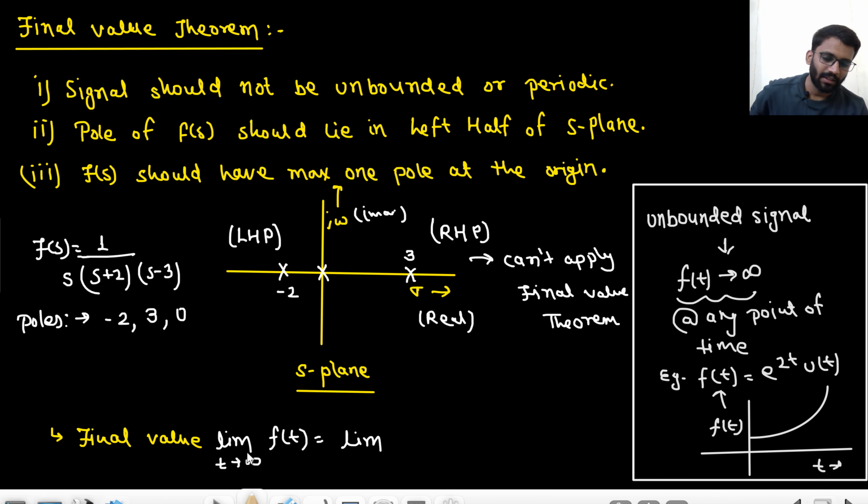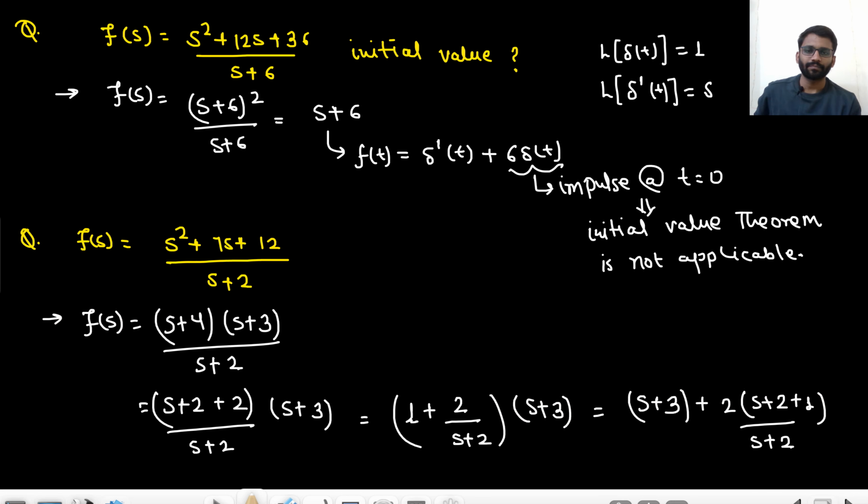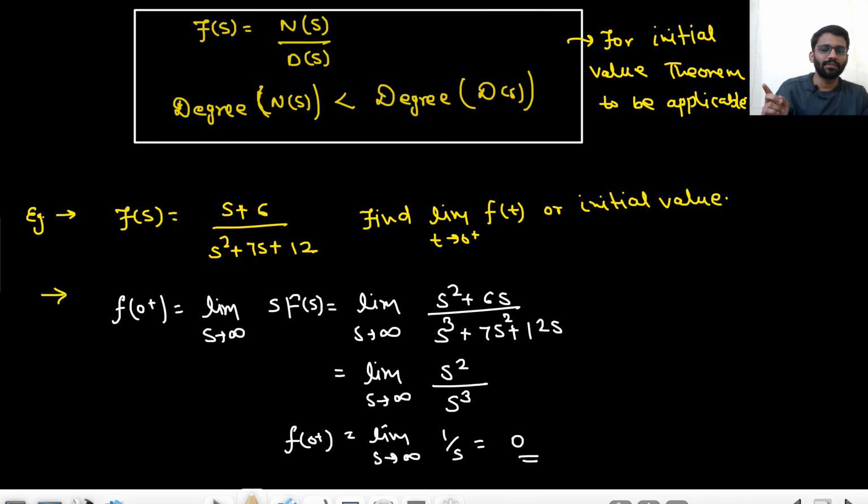What is the statement? Limit t tends to 0 f of t is, for initial value, s tends to infinity, but for final value we will do s tends to 0, s into f of s. Same thing we did here, s into f of s, just s tends to infinity. For initial value s tends to infinity, for final value s tends to 0.